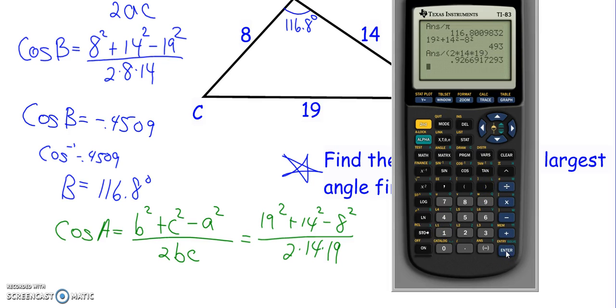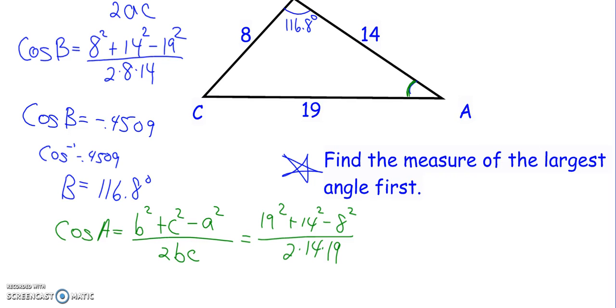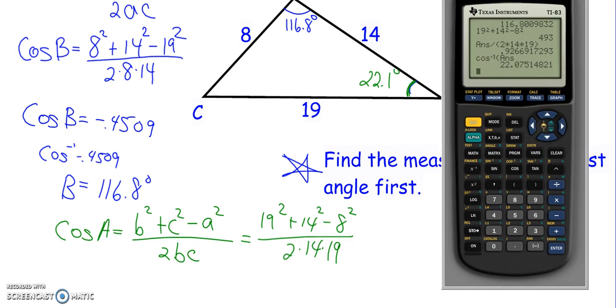And just like our last step, we are going to need cosine inverse to get this answer. So we have found angle A is equal to 22.1 degrees, if we round to the nearest tenth. And some would say you could use the law of cosines to find angle C, but I'm going to say that's overkill because the easy way to find angle C is just 180 degrees minus 116.8 minus 22.1, and you're going to hit enter. 41.1 degrees for angle C.